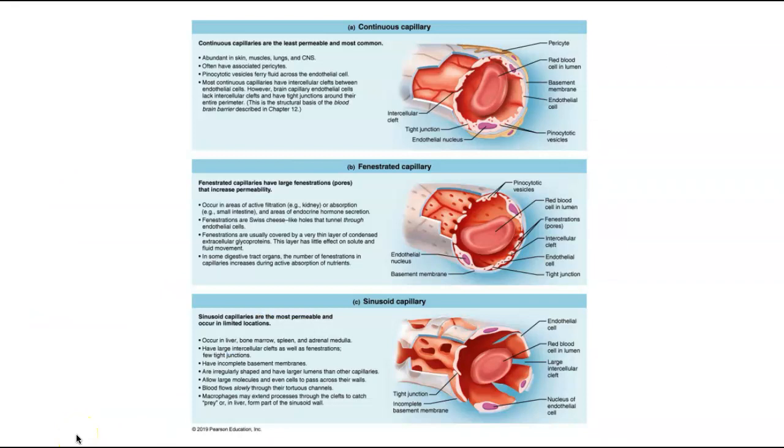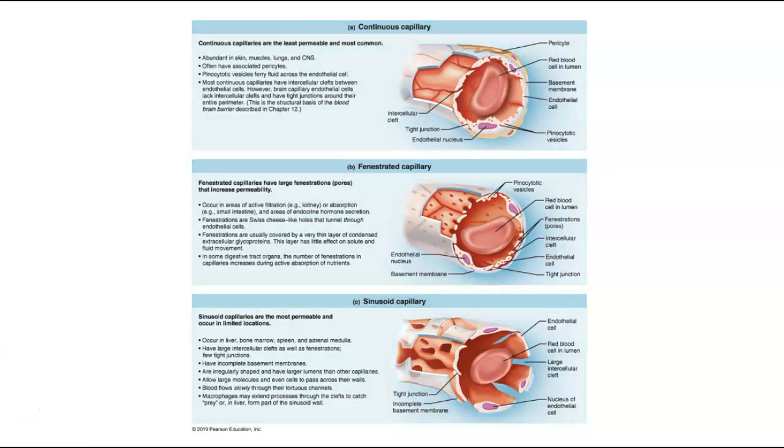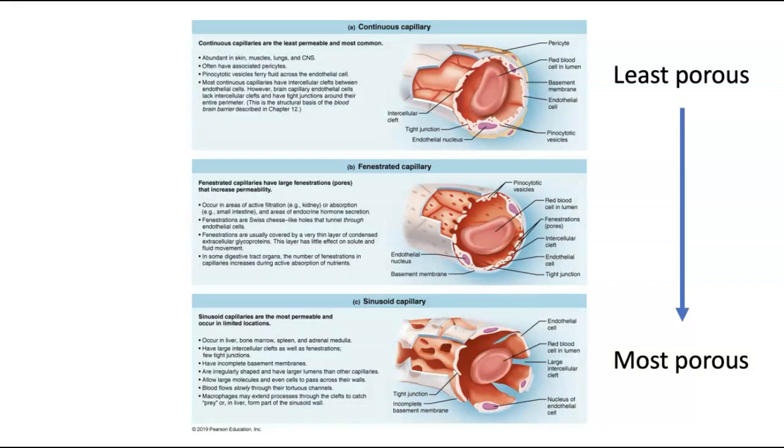You can see we have 3 different types of capillaries. We have continuous capillaries, fenestrated capillaries, and what's known as a sinusoid. So let's take a look at each one of these one by one. Basically, the difference between them is that the continuous capillary is least porous. In other words, the endothelial cells are joined together more tightly, and there are also no pores in those cells, compared to the fenestrated capillary.